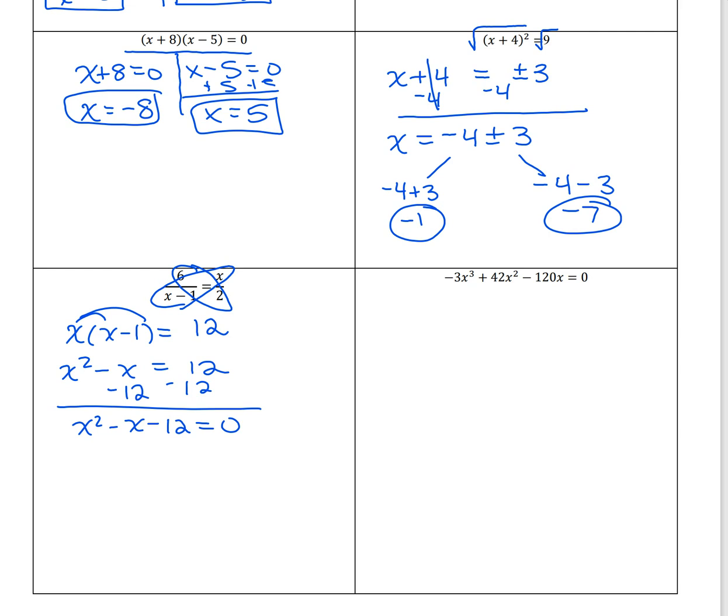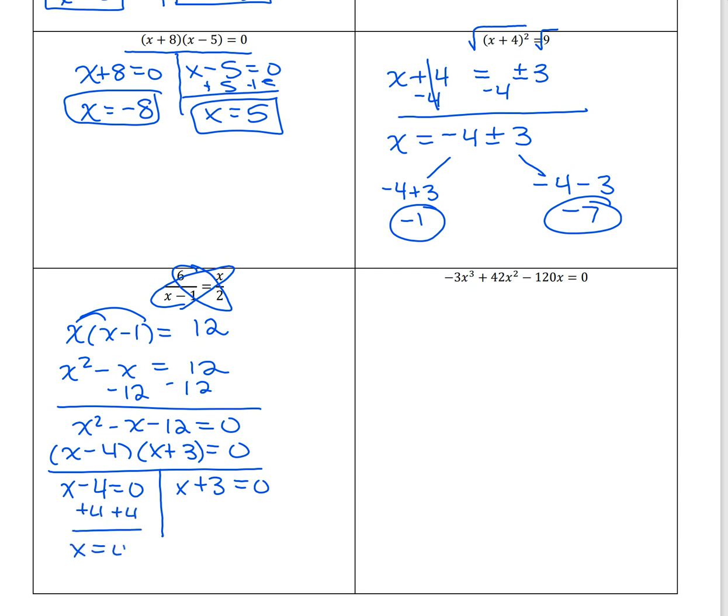From here, I'll see that I have a trinomial with a leading coefficient of 1, so I could use the AC method. I'm looking for two numbers that multiply to negative 12, but also add up to negative 1. So I have x minus 4 and x plus 3 equals 0 in factored form. And then from here, I'm going to tee it off and set each factor equal to 0. So I have x minus 4 equals 0 and x plus 3 equals 0. From here, add the 4 over. I have x equals 4, and then minus 3, x equals negative 3.